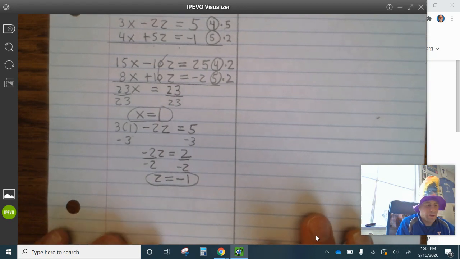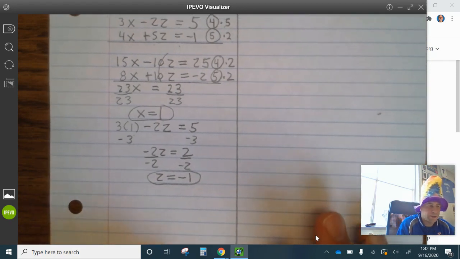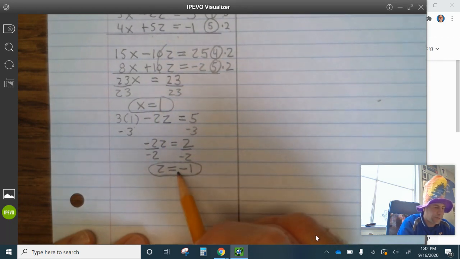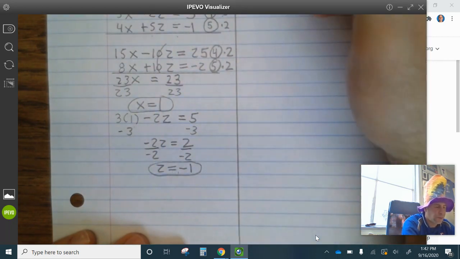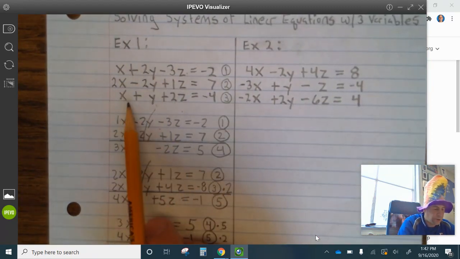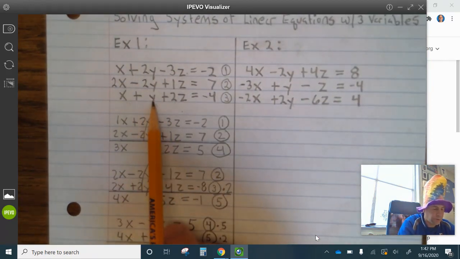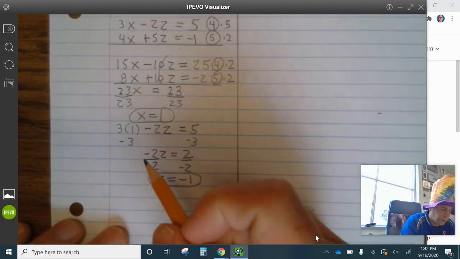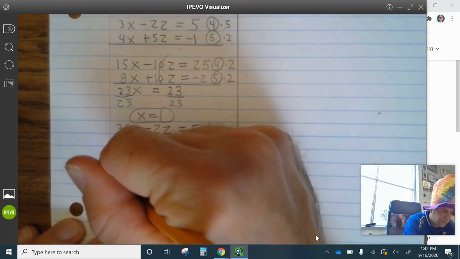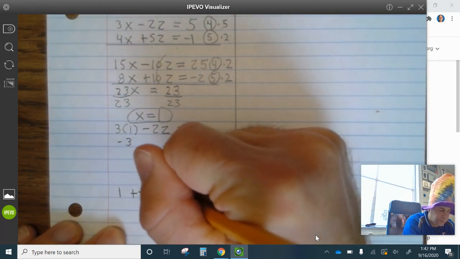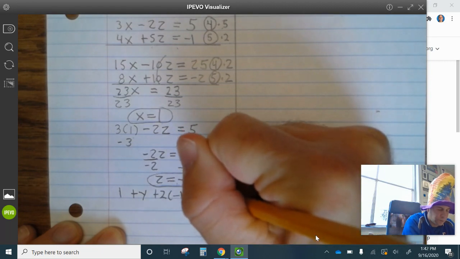Okay. Now we're going to plug x and z into any of the equations and solve for y. I'm going to use the third equation because x and y don't have numbers in front. So this should be the easiest one to use. Okay. So we're going to plug in 1 for x. So that's 1 plus y plus 2 times negative 1 equals negative 4.